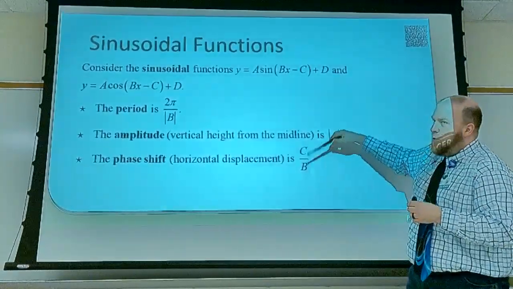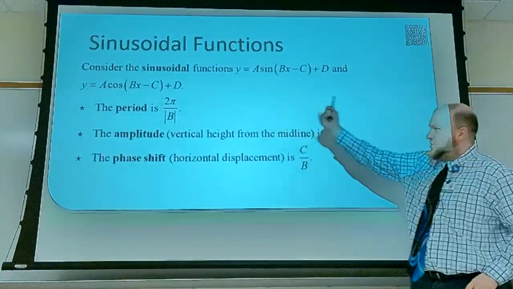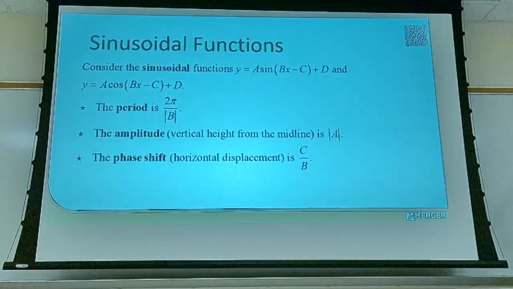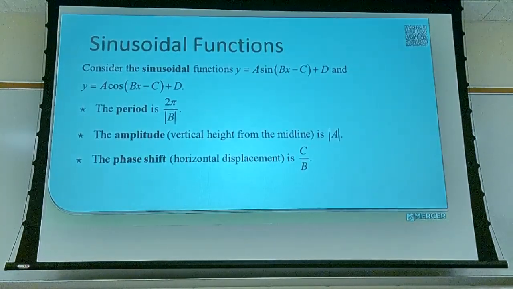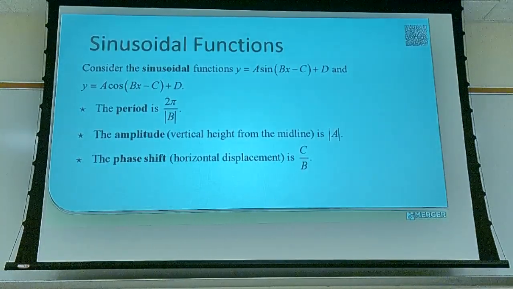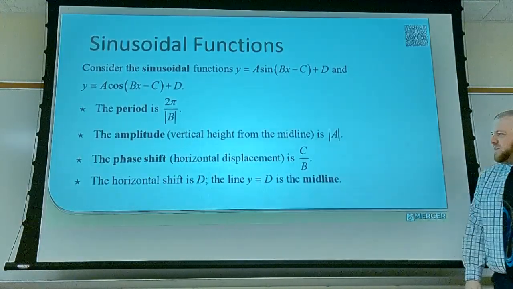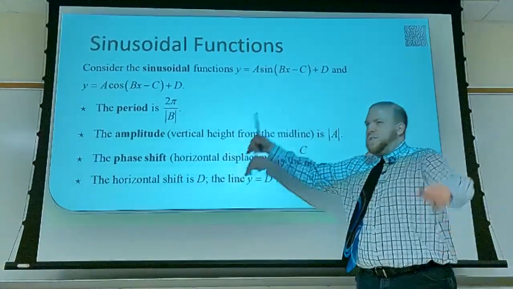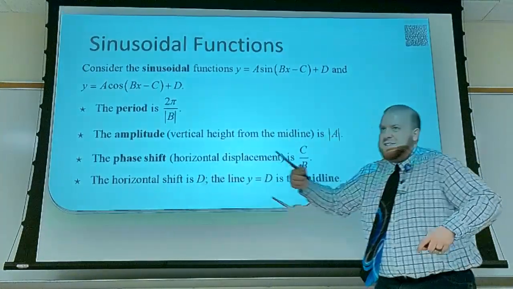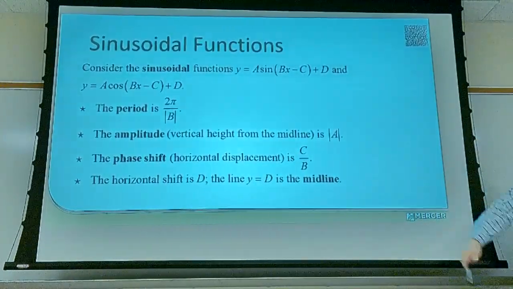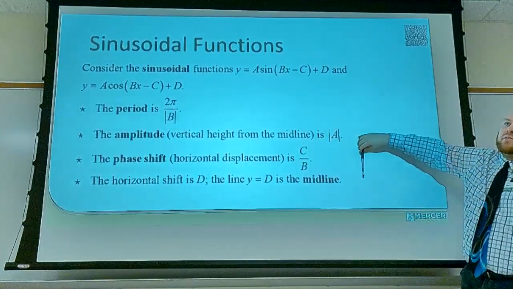So c over b is your horizontal displacement, and when we give sinusoidal functions, we call that a phase shift. Just a fancy term. But that's nothing new. We've worked with that before. Right? Horizontal shift doesn't get a fancy name because no one cares about it. D. Then your line y equals d becomes the midline.